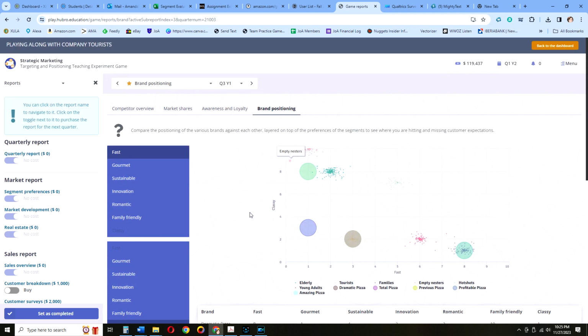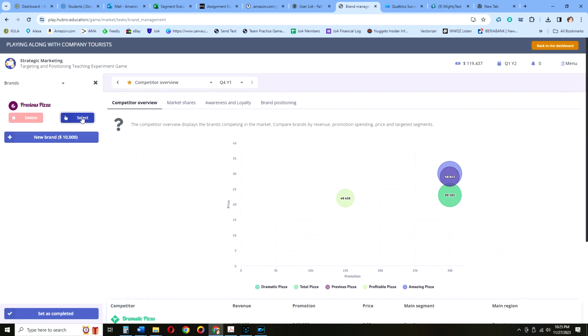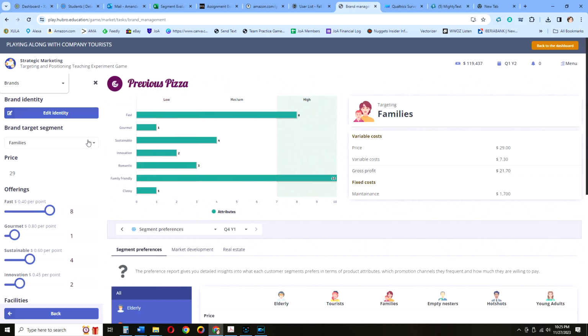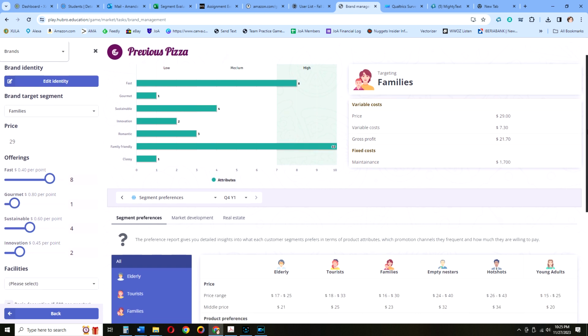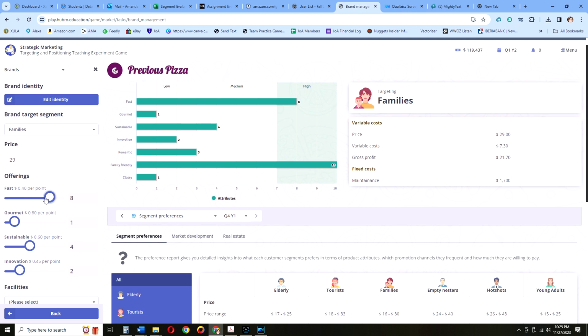Okay, so now I know exactly what families are looking for on all the dimensions that I have data for. So now let's go back to the brand decision area. And suppose this brand is going after families. So remember, we're going to move these sliders, and notice as we change our options up here, we see up here on this chart what we have chosen.